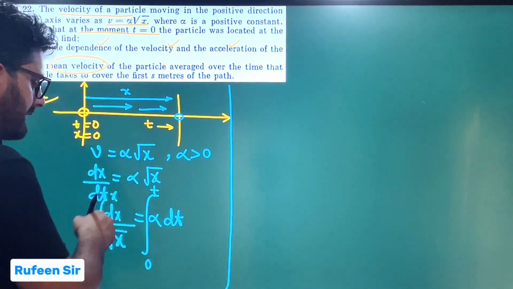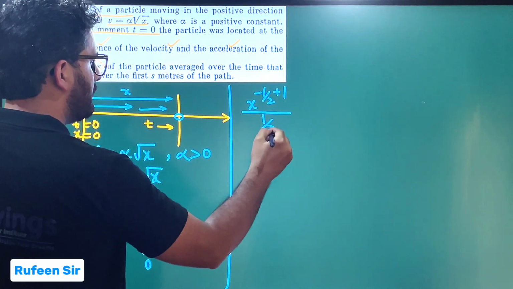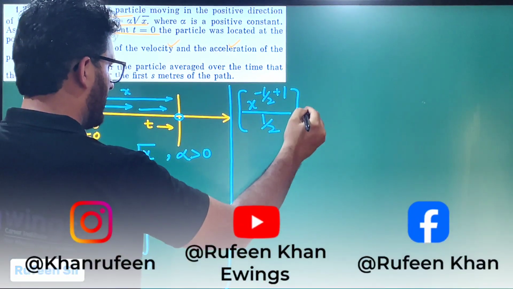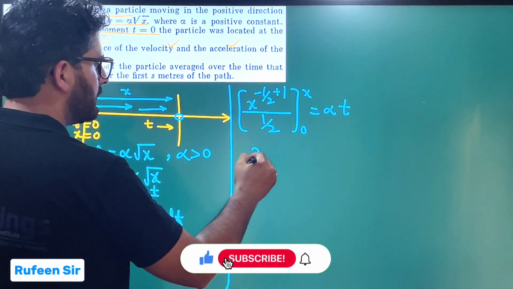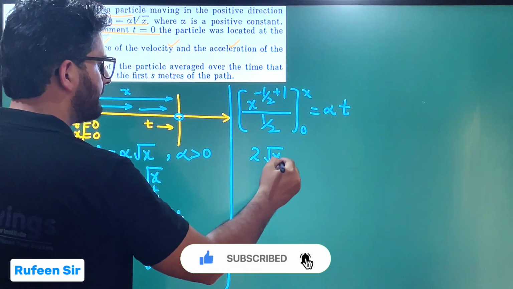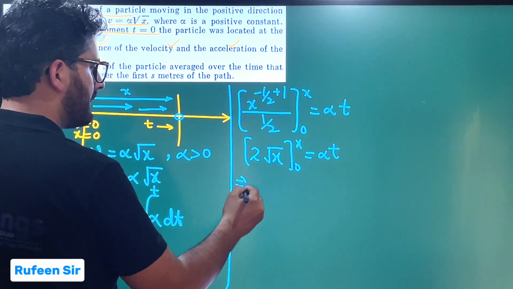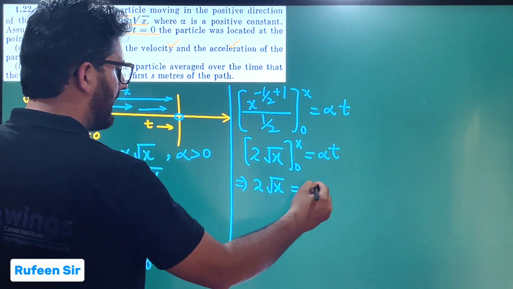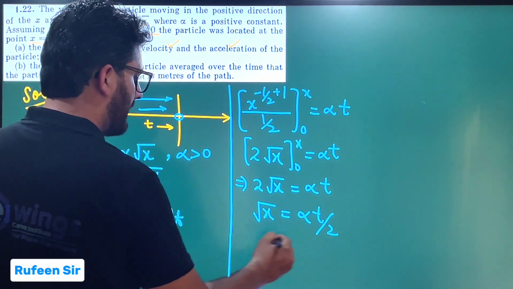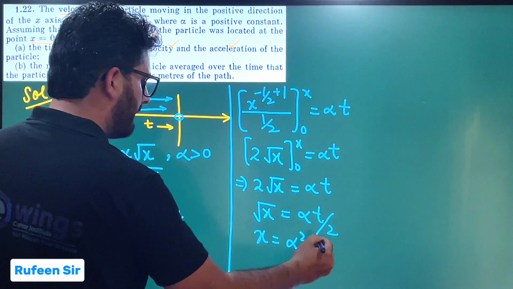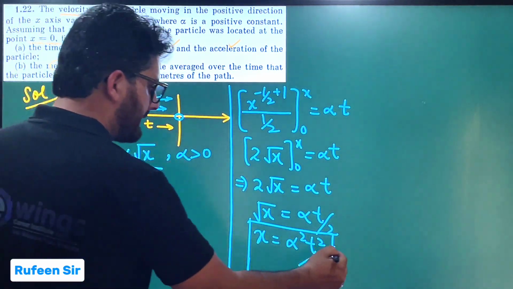So how can I do it? Integration of 1 by root x is x raised to the power minus 1 by 2 plus 1, divided by minus 1 by 2 plus 1. Now I have to put in limits 0 to x. Alpha is a positive constant, integral of dt is t. It will become 2 root x from 0 to x, equal to alpha t. Now put in the limits. It's 2 root x; I will not put the lower limit, equal to alpha t. So root x will be alpha t by 2. If I take the square of this, x is equal to alpha square t square divided by 4. This is displacement as a function of time. Let's keep this as the first equation.